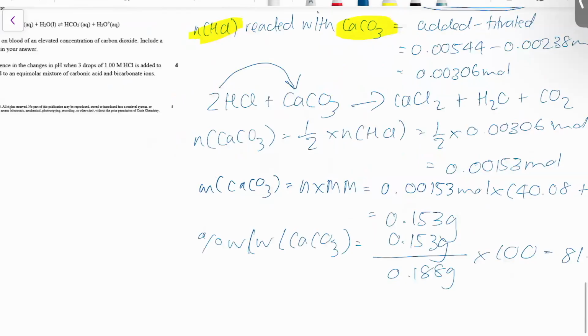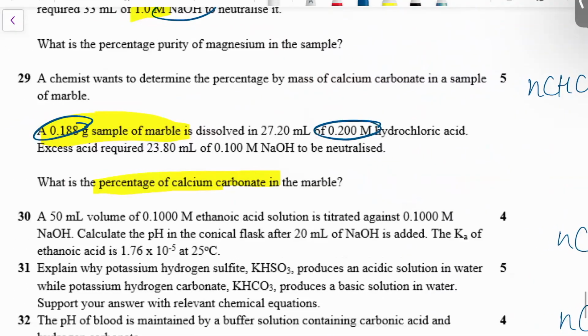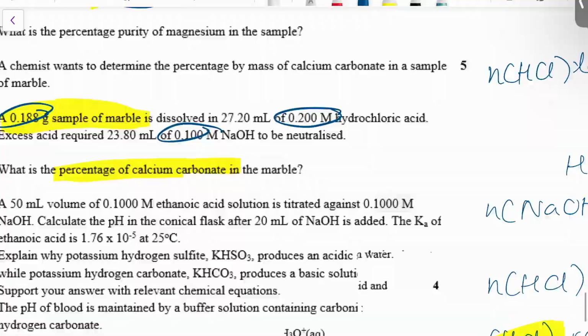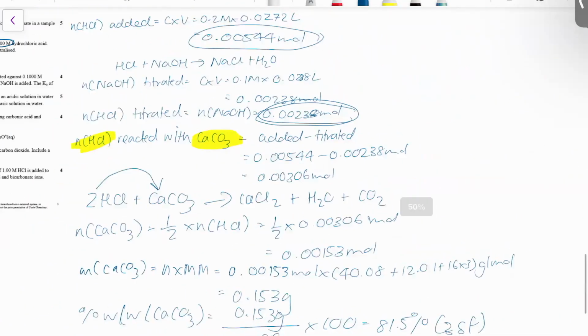(81.5%) rounded to 3 sig figs. Good. Okay, well done.